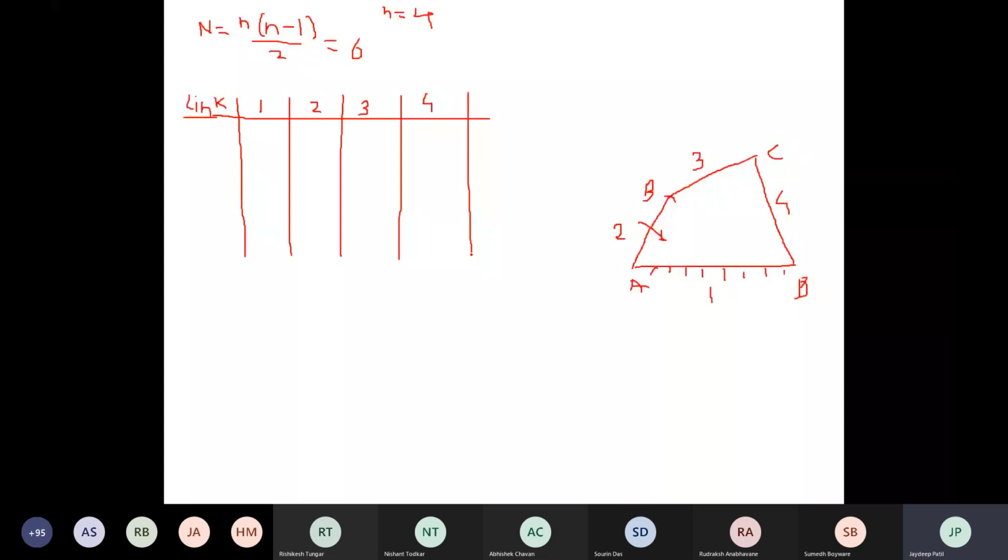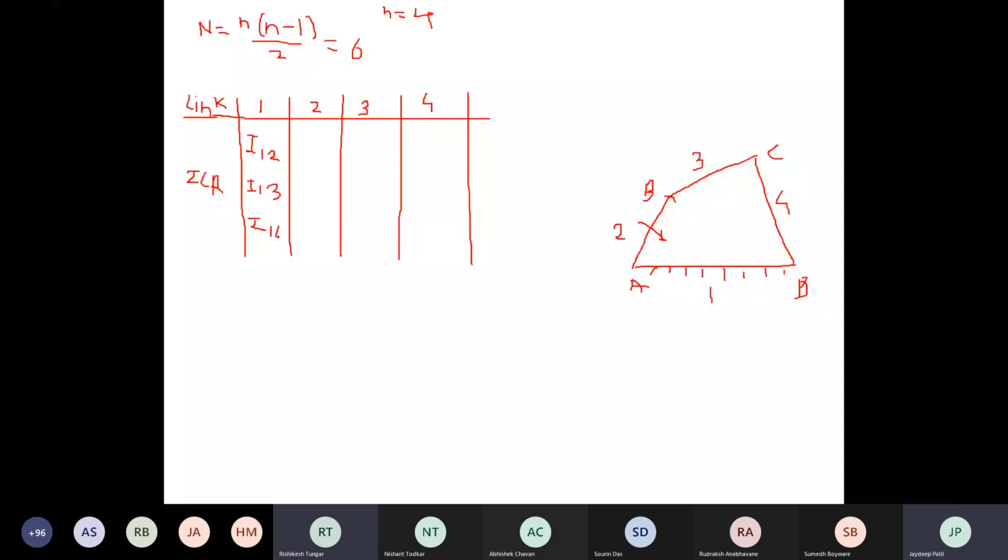Next, in each column you have to write down the ICR of that link with respect to the other links. For example, in the first column, write down the ICRs. First, I of 1 with respect to 2, I 1 2. Then I 1 3. Now I 1 4. Correct.